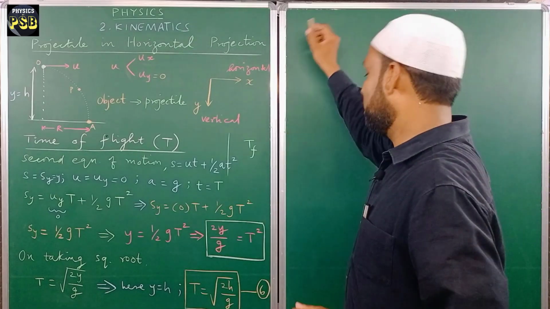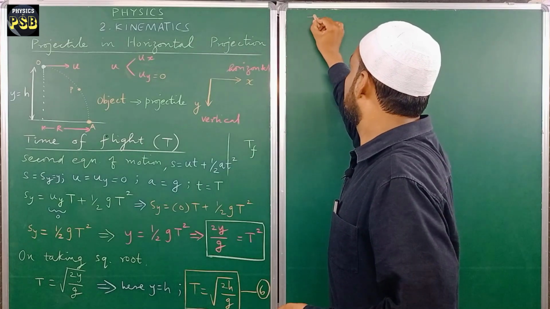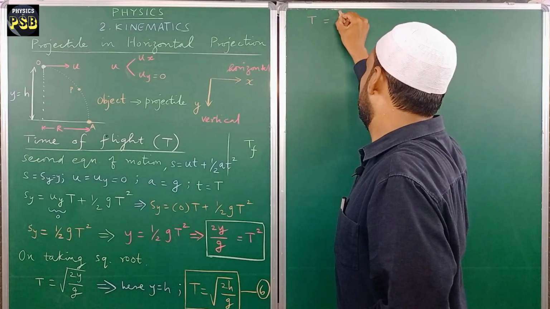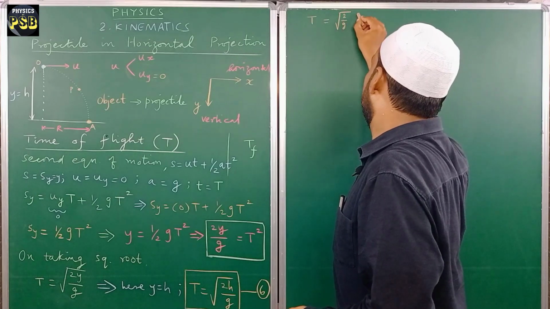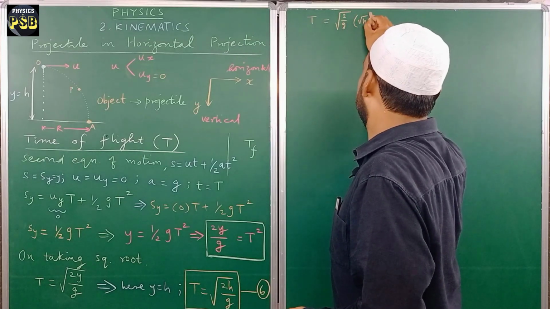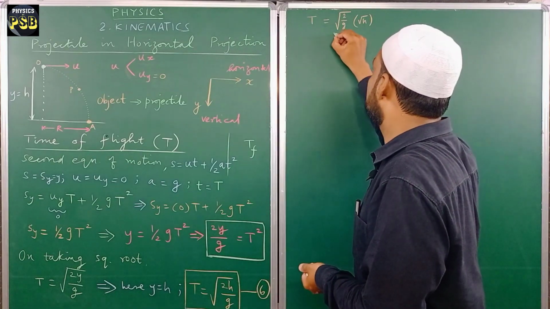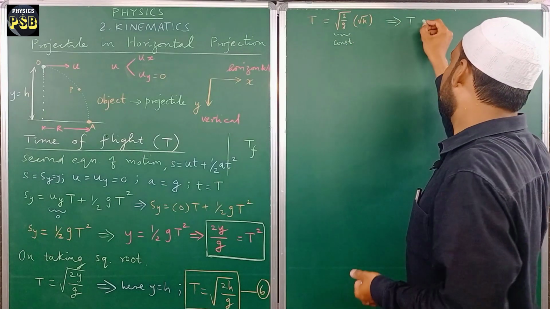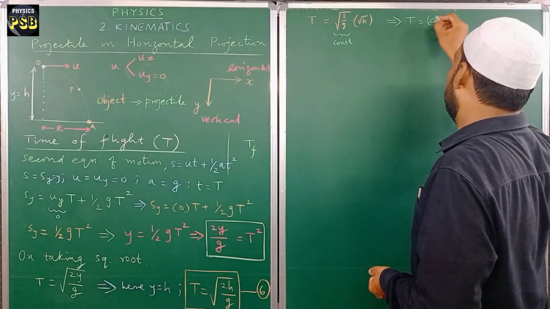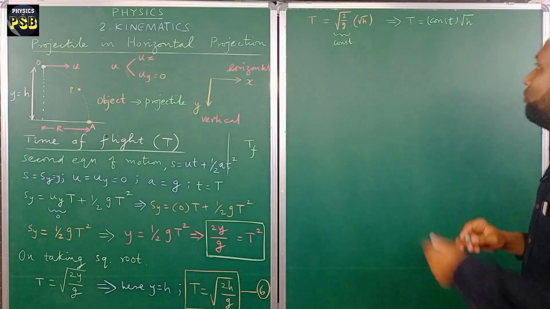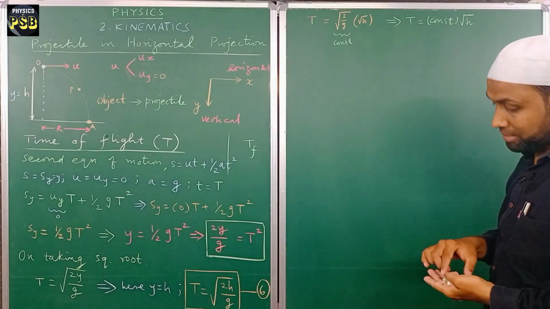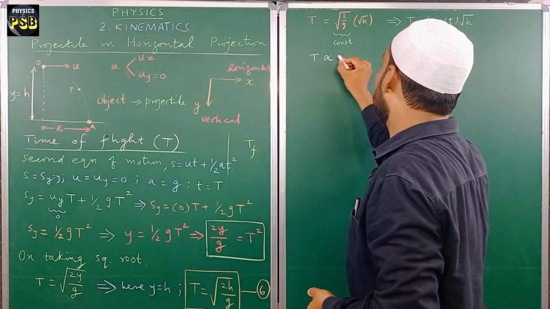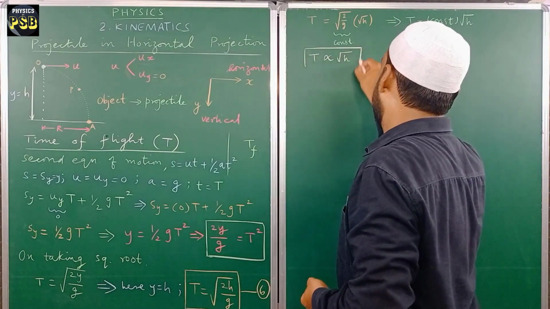Let me write this one here. In this equation, t equals root of 2 upon g multiplied with the root of h. Here this term is a constant. So we can write this equation as t equals constant multiplied with the root of h. Now when you combine the equal sign with the constant, what you obtain is this proportionality: t is directly proportional to root of h. I box this.